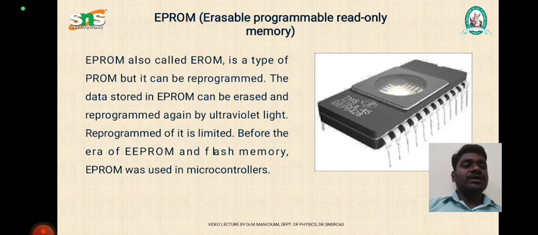This is a circuit diagram, a picture of an EPROM chip. It looks like pins, that is an integrated circuit. EPROM, also called EROM, is a type of PROM, but it can be reprogrammed. The data stored in EPROM can be erased and reprogrammed again by ultraviolet light. By passing ultraviolet light, you can modify, change, or erase the data. But reprogramming is limited.